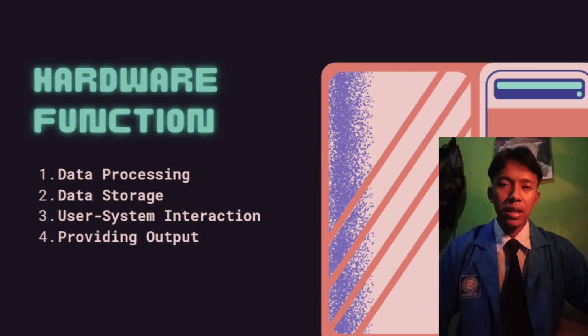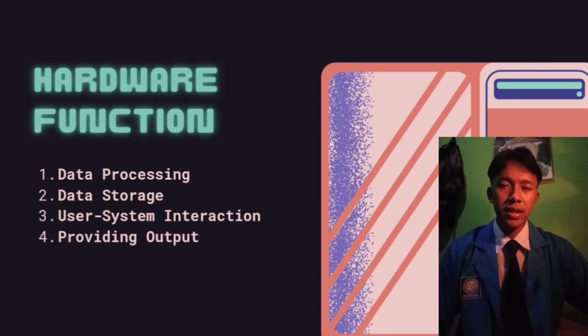Number 2. Data storage. Hardware such as hard drives and solid-state drives are used to store data in various forms. This data can include documents, applications, and multimedia files. Storage devices are also divided into two main categories: temporary storage, such as RAM, which is used to hold data while the system is actively running. Permanent storage, such as a hard drive, which retains data even when the computer is turned off.